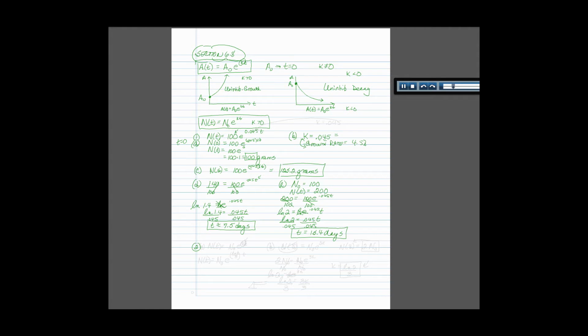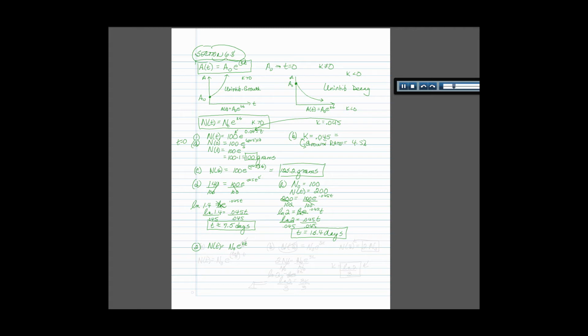Number 2. This is another one. A colony of bacteria increases according to the law of uninhibited growth. If N is the number of cells and t is the time in hours, express N as a function of t. Well, we already know that. It's N of t equals N sub naught e to the kt. Now, we're going to do something a little different this time. In the last problem, we were given the k. We knew that k was equal to 0.045 because it was right there in the formula. This time we're not going to be given k. We're going to have to find it.